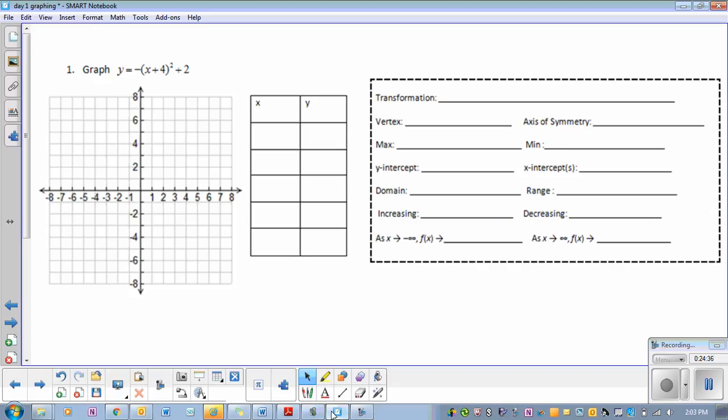So since this is written in vertex form, we can talk about the transformations here, right? What kind of things happen? What does this +2 at the end mean? Yeah, okay, so it's up 2. How about this x plus 4? Left 4, good. And it flips. This negative in the front tells me that it reflects or it flips.